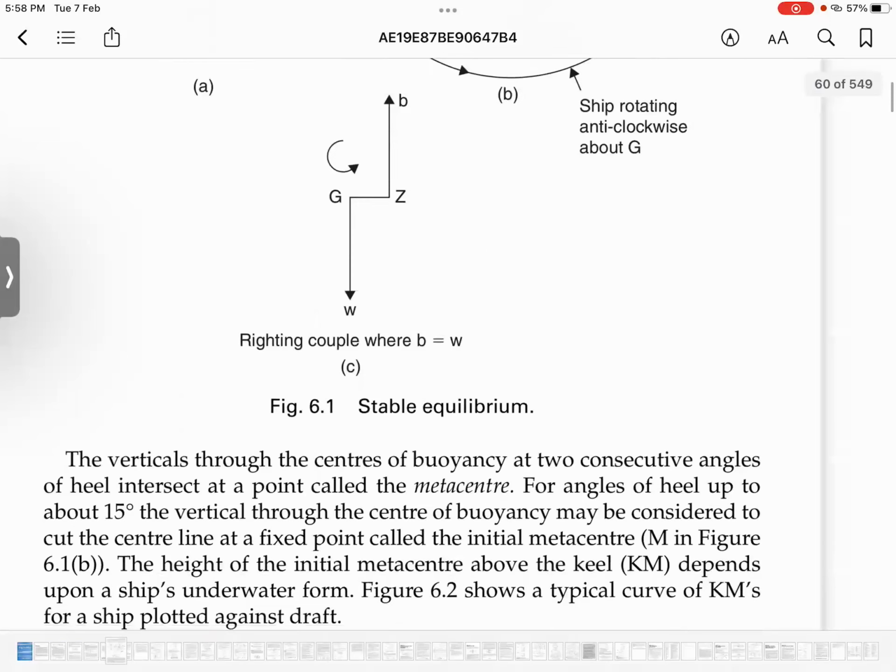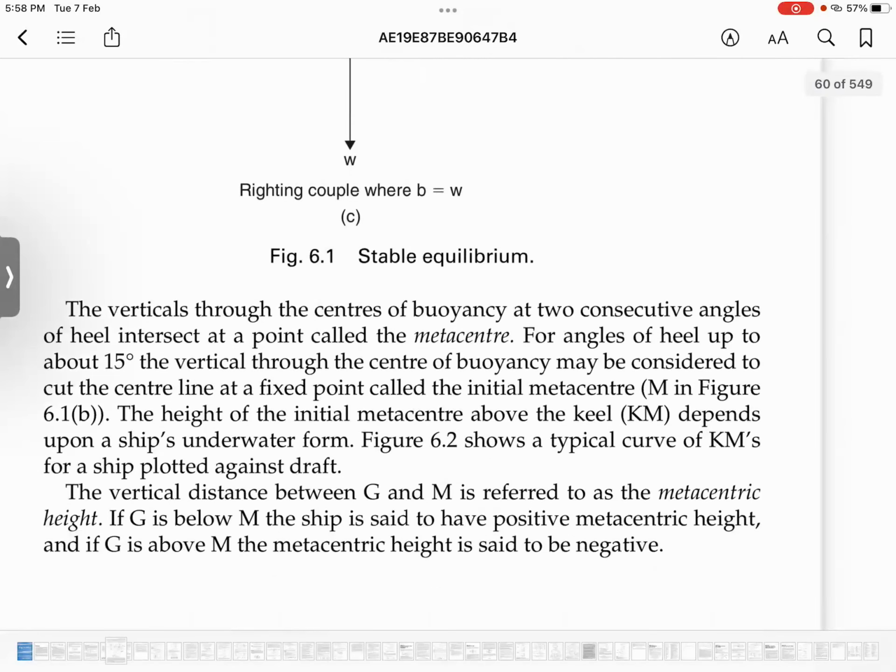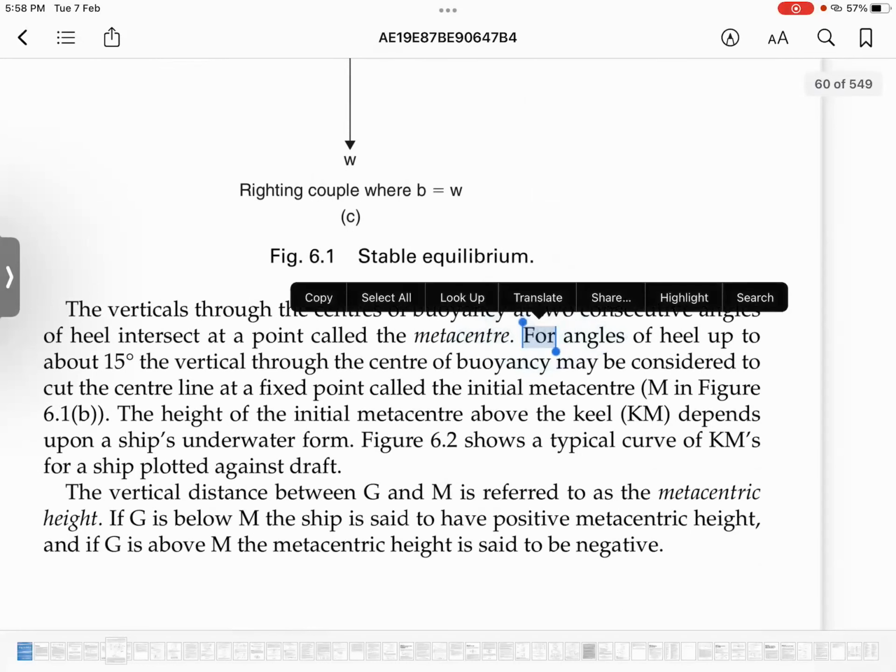Okay sir. But this is a definition, right? Actually, that means if you tilt it, which point does it pass through. Okay, and see this line also. For angles up to 15 degrees, the vertical through the center of buoyancy may be considered to cut the center line at the initial metacenter. So generally at small angles it does not change, but later when you heel more than that, it will start changing, right? We will see that later.